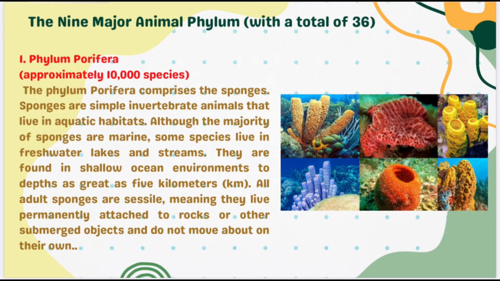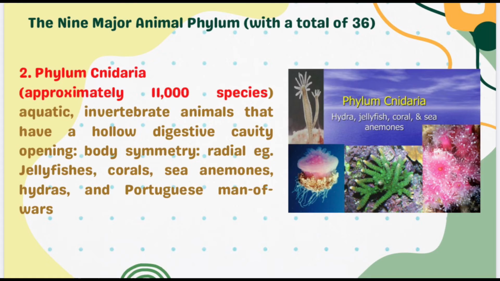The phylum Porifera comprises the sponges. Sponges are simple invertebrate animals that live in aquatic habitats. As you can see in the picture, this is the phylum Porifera. They are found in shallow ocean environments to depths as great as 5 kilometers. All adult sponges are sessile, meaning they live permanently attached to rocks or other submerged objects and do not move about on their own.